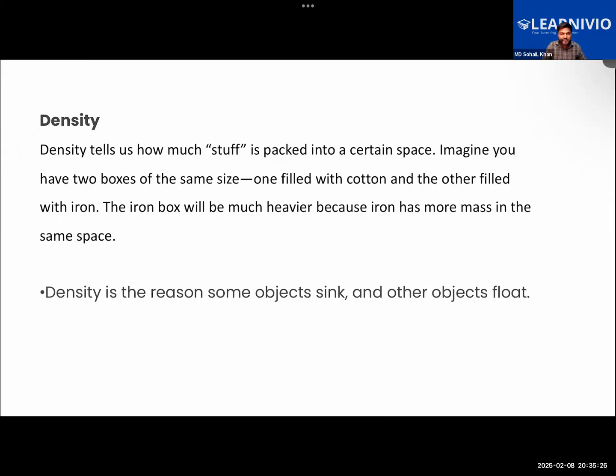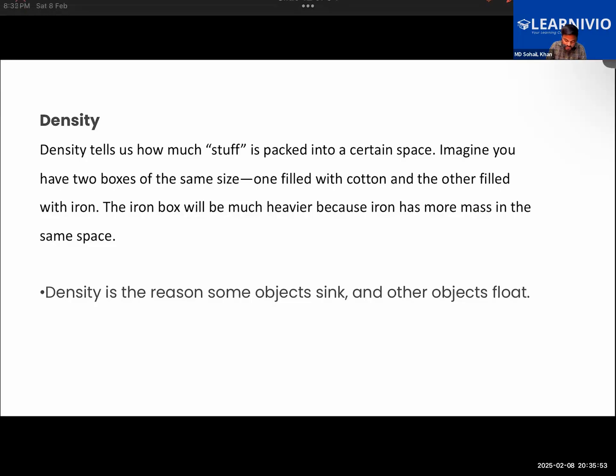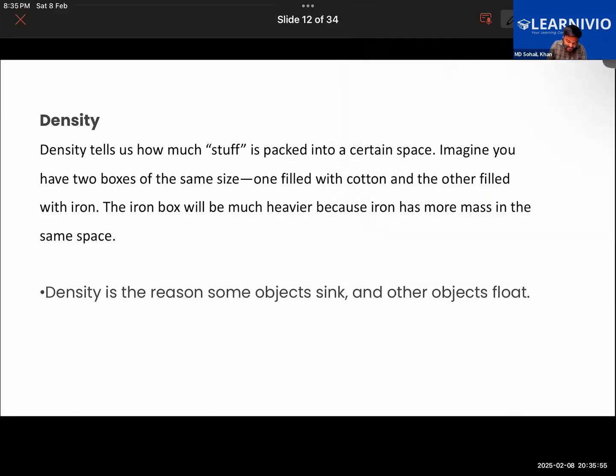So which one will be heavier? Iron. Exactly. Why is it so? Because iron has more mass. Exactly, iron has more mass in it. Getting it now? It is heavier, and thereby since it has more mass, it is also having more density. So we had taken two boxes, both of them of the same size.